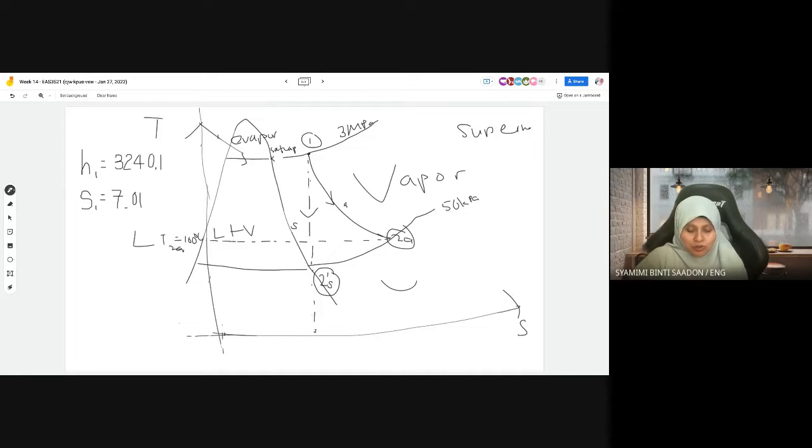So we can use the same method as just now for number 1. Because we know the temperature and we know the pressure, we can find the enthalpy H2A. Later on, we will find the point 2S. 2A first. So what is the enthalpy H2A? What is H2A?